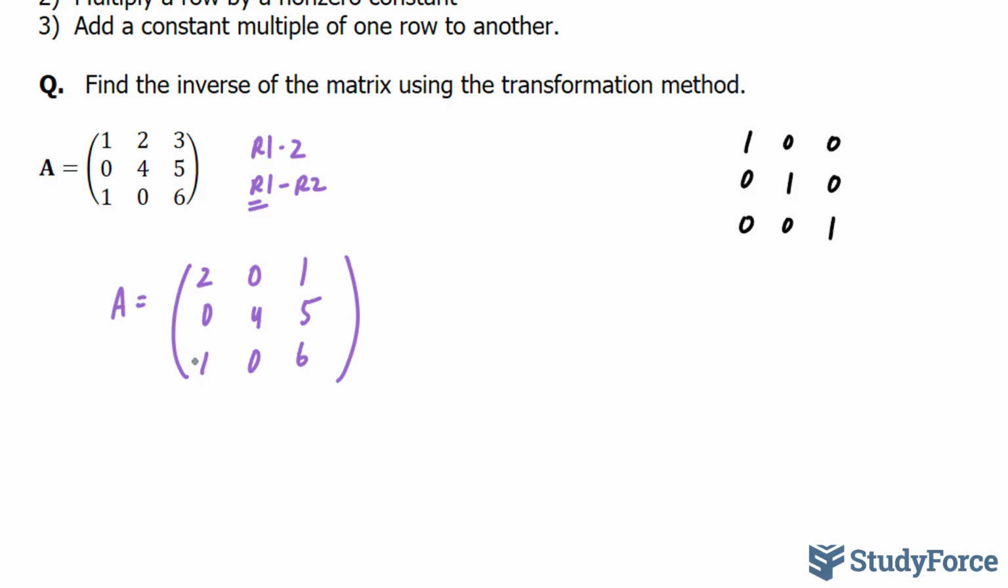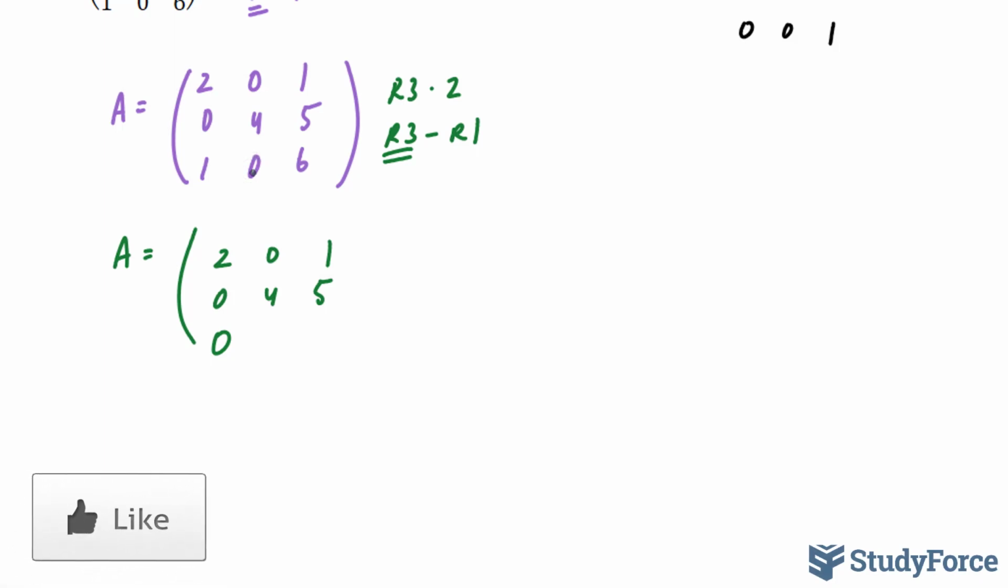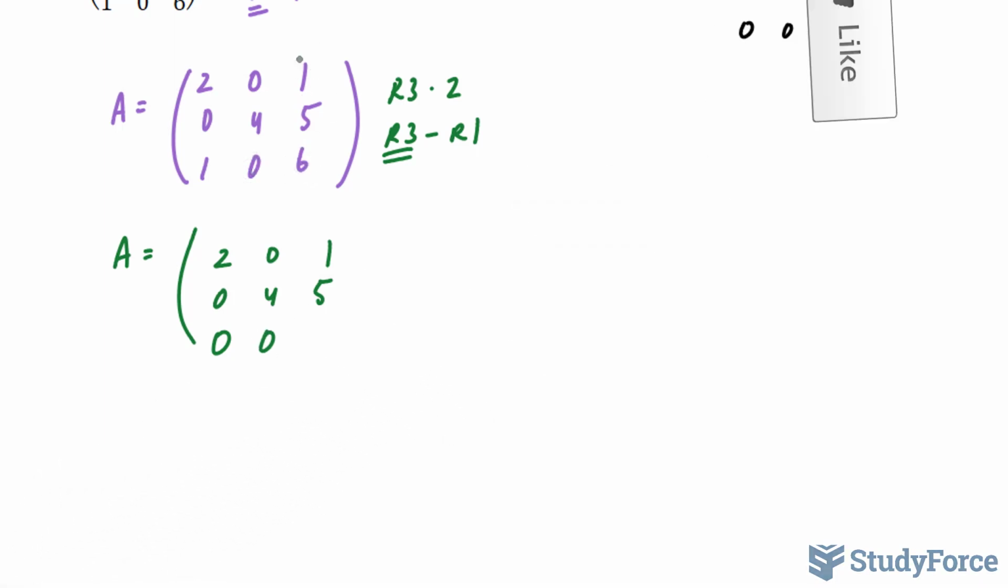And I can target this element by multiplying all of row 3 by 2 and then subtracting row 3 with row 1. This means that only row 3 will be amended, everything else will remain the way it is. These two rows have not changed. Multiplying this by 2 and then subtracting it from 2 gives us 0. Multiplying this by 2 gives us 0, subtracting from 0 is still 0. 12 minus 1 is equal to 11.